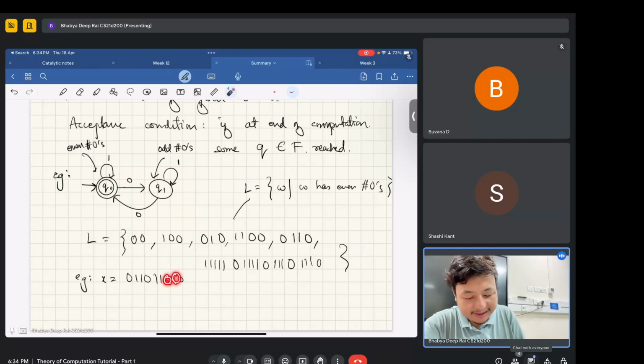Then after that I see a 1 here, then I'll keep staying in that state because I've still seen only an odd number of zeros. As soon as I see an even number of zeros, I go back to this state, which is the final state. This makes sure that I have only seen an even number of zeros. Anytime I see an odd number of zeros, I am always going to Q1.